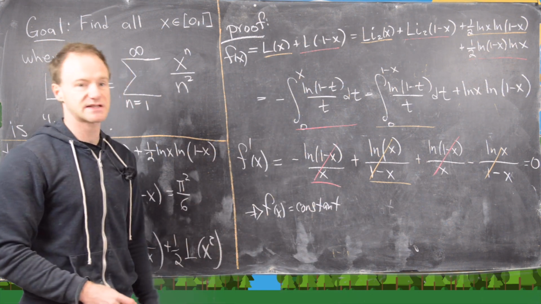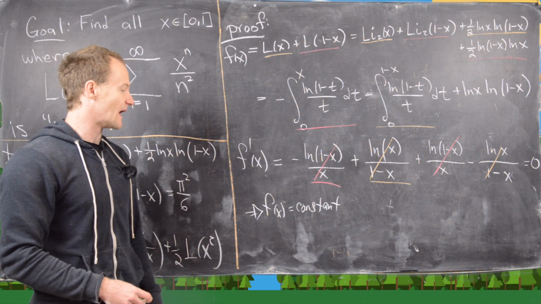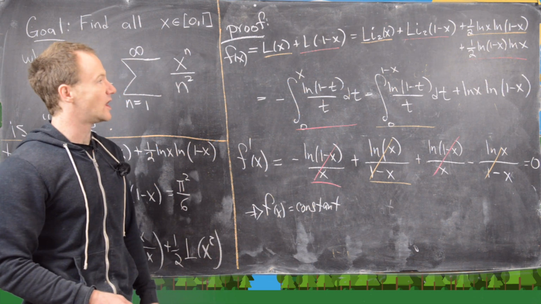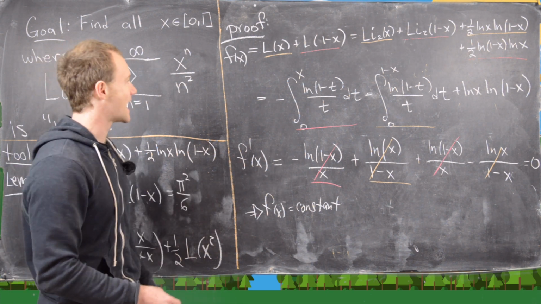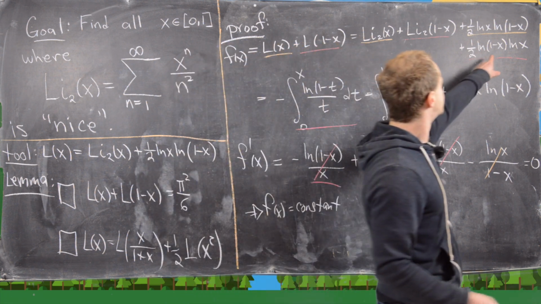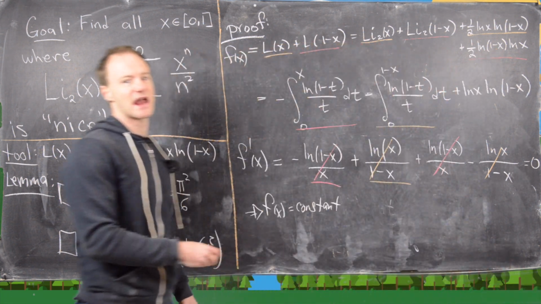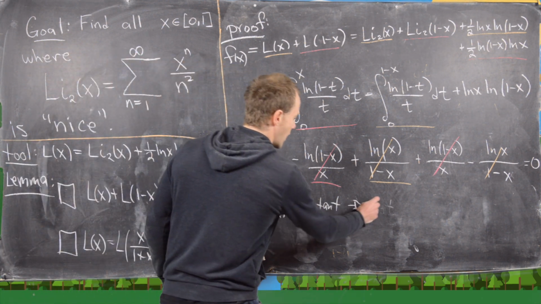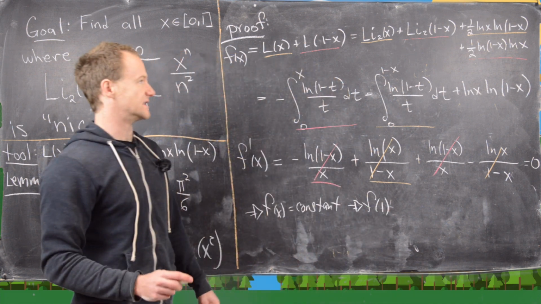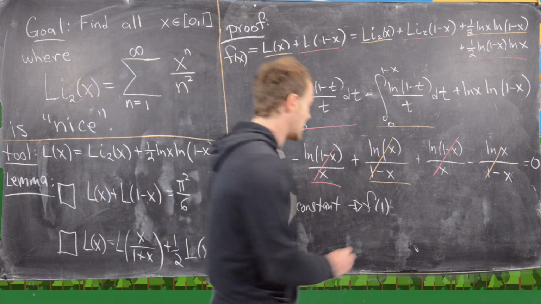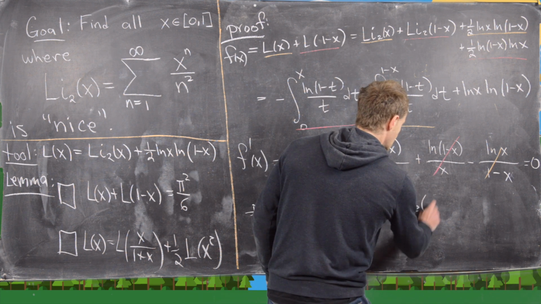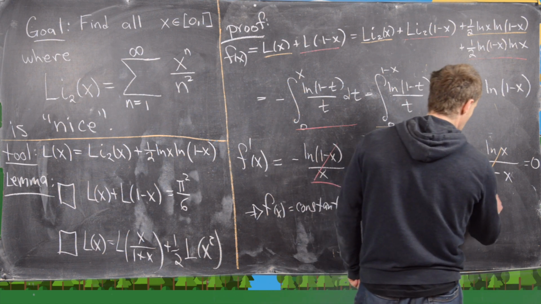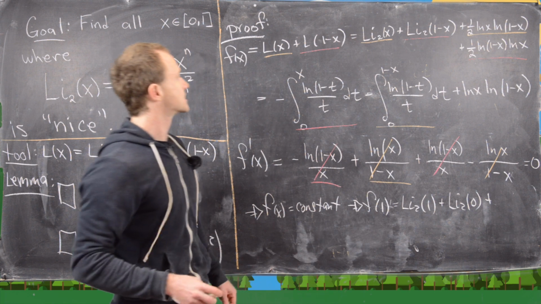So now we just have to pick some value that we can plug into f of x where we know what that constant is, and maybe we'll plug in 1. And you might say that's problematic because over here you see that you would get a natural log of 0, but you can take care of that by taking limits. And so I won't do that. I'll just plug in 1. So notice if you plug 1 into this, you're going to get Li2 evaluated at 1 plus Li2 evaluated at 0 plus this natural log stuff.